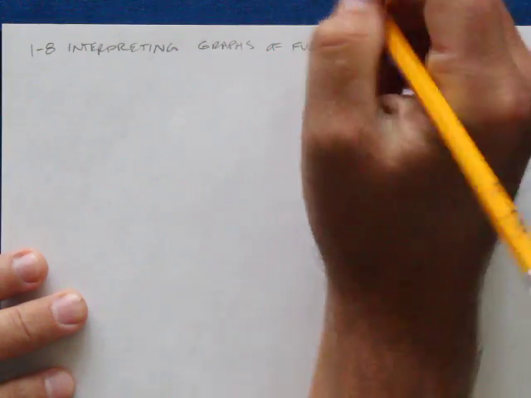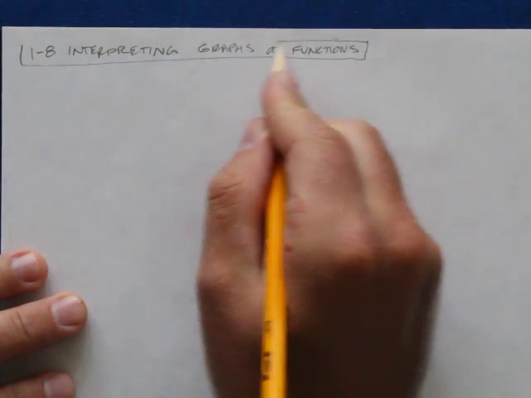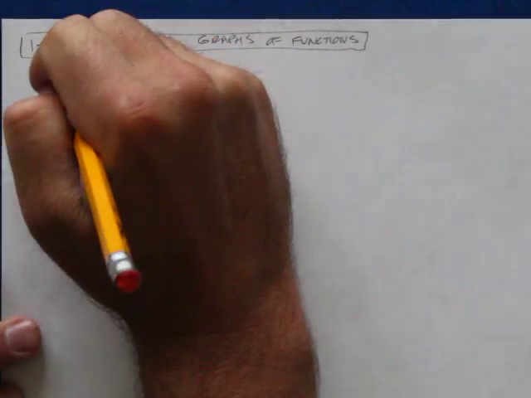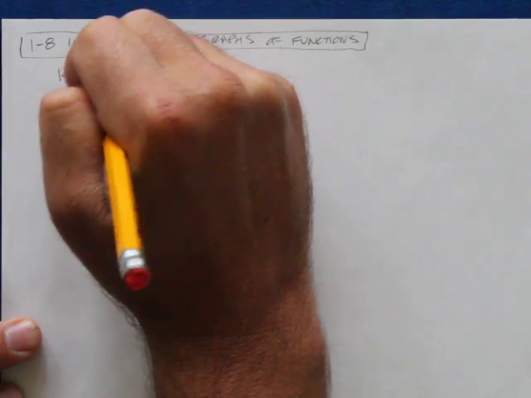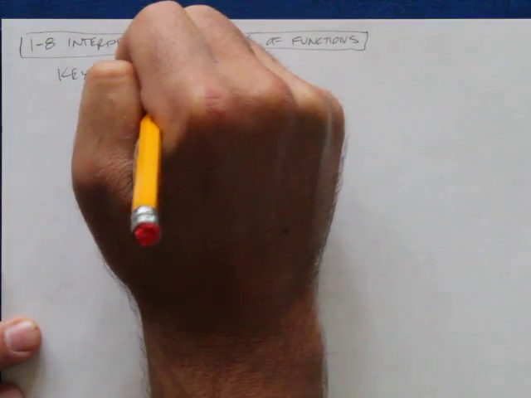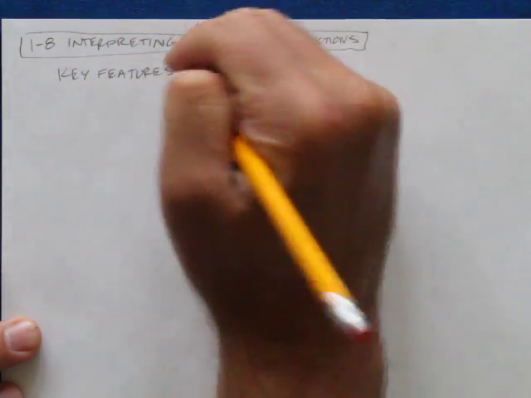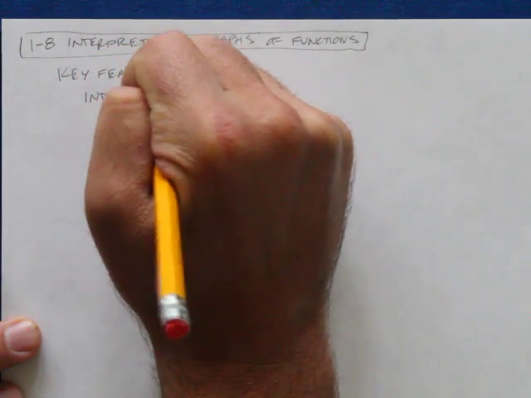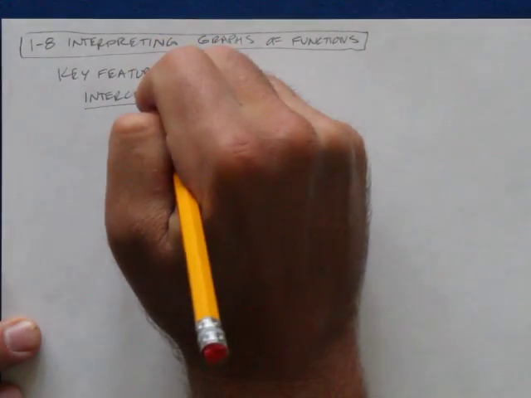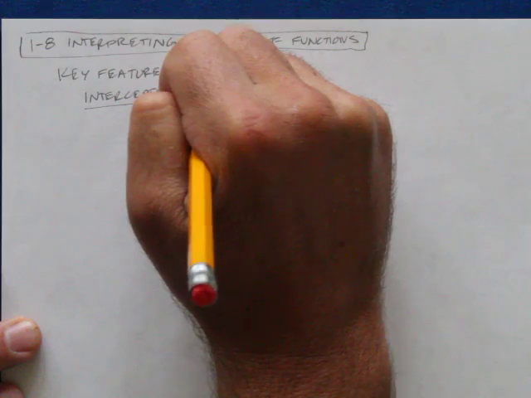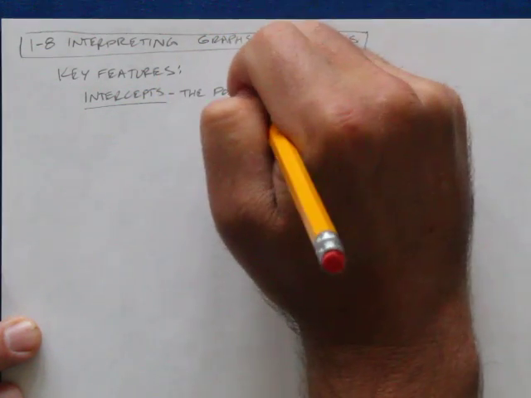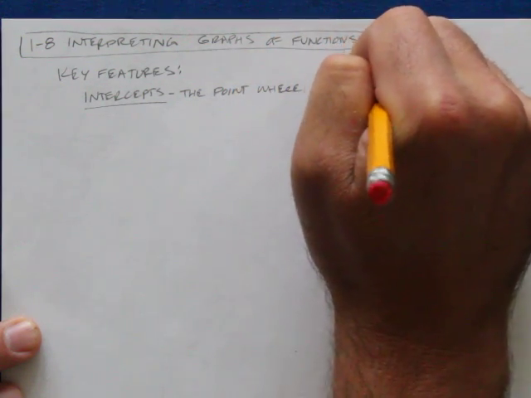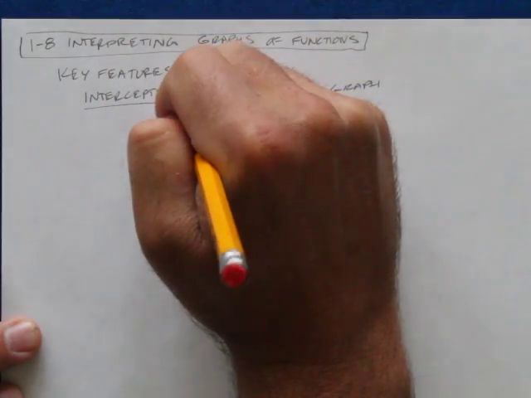All right, there's a little bit of writing to do on this section, so get ready. So, key features. We're going to look at key features of functions. These are the parts of the functions that we are most concerned about. One is intercepts. Intercepts: this is the point where a graph intersects an axis.